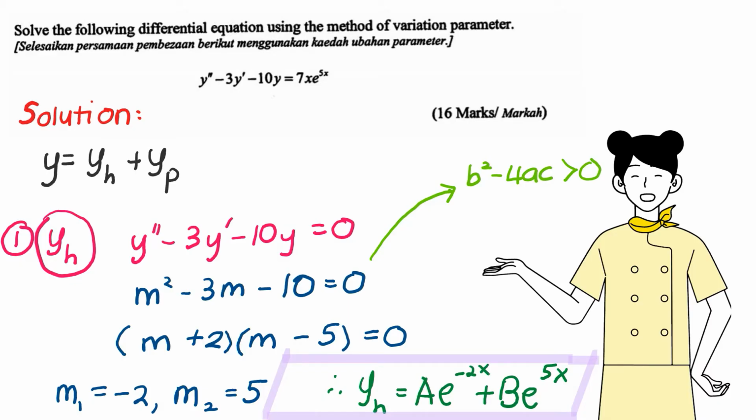Hi, let's take a look at how to solve this problem by using the method of variation of parameters. Given that y'' - 3y' - 10y = 7x e^(5x), the solution that we wish to find is y, where y = yh + yp. First of all, we need to find yh. As usual, in order to find yh, we need to equate our f(x) to 0.